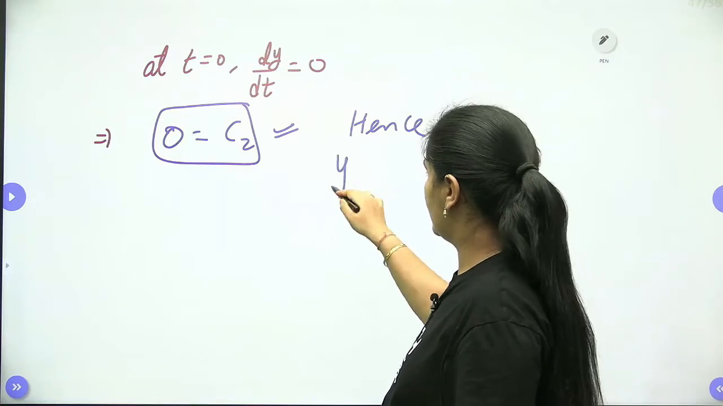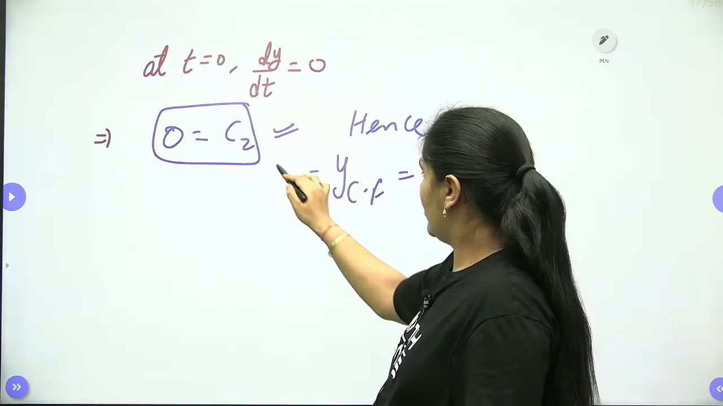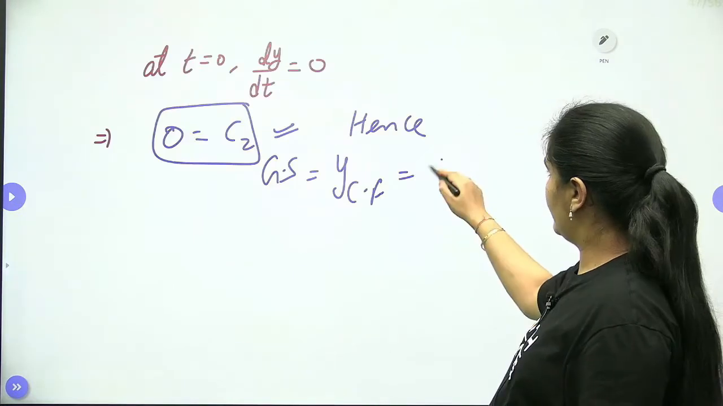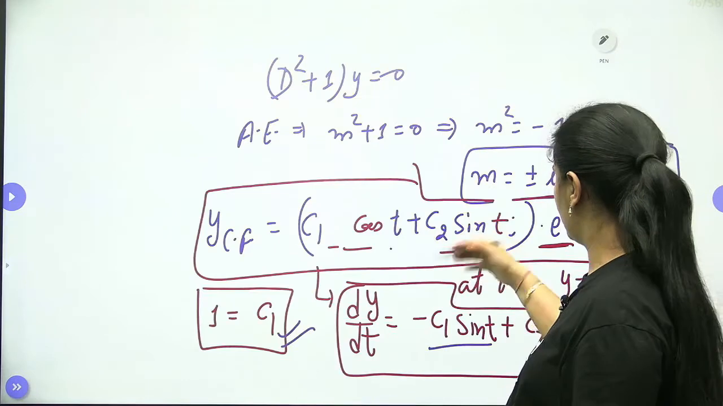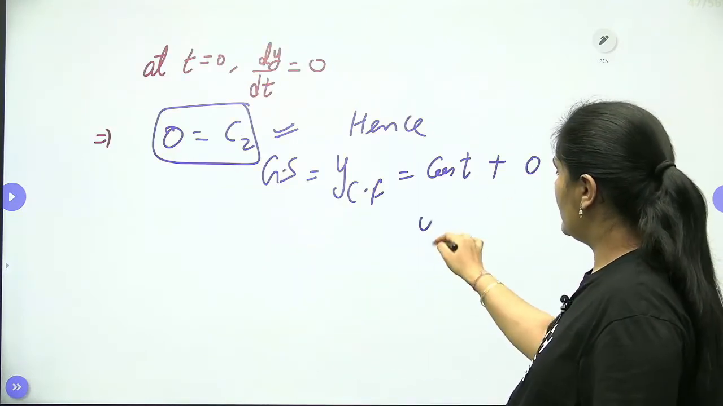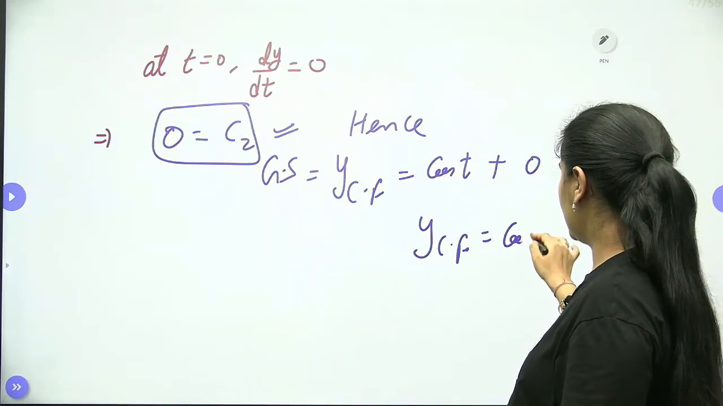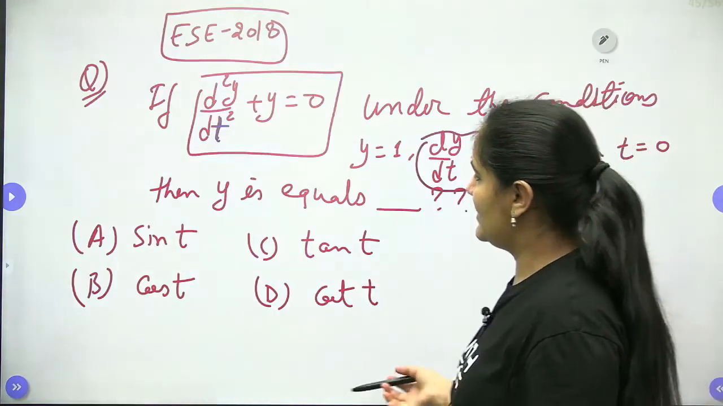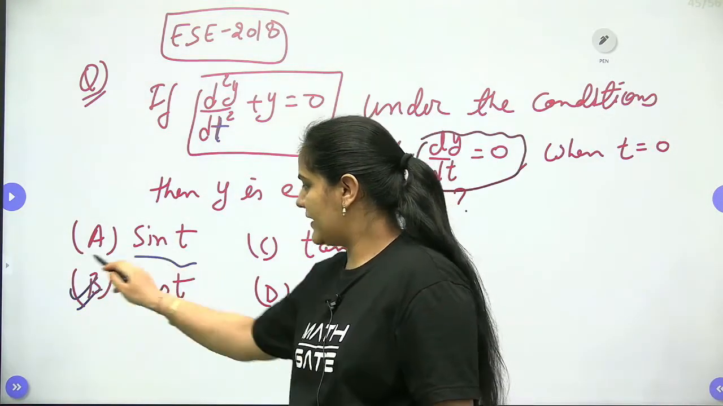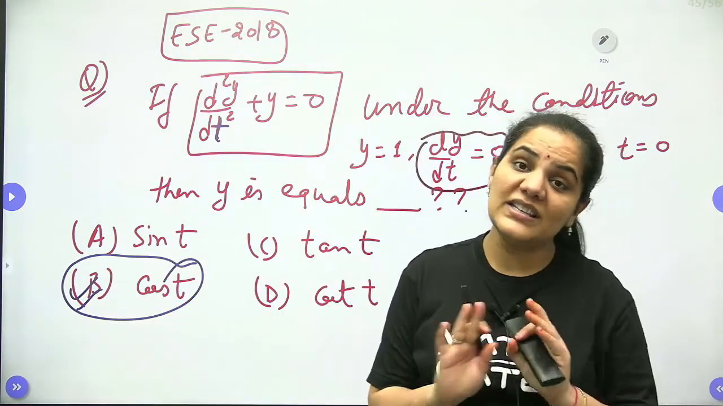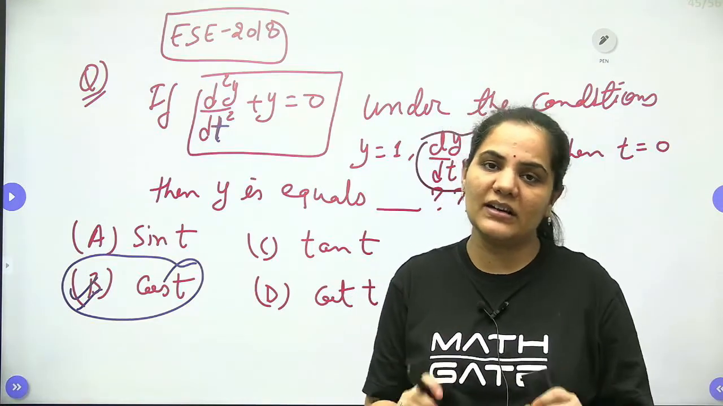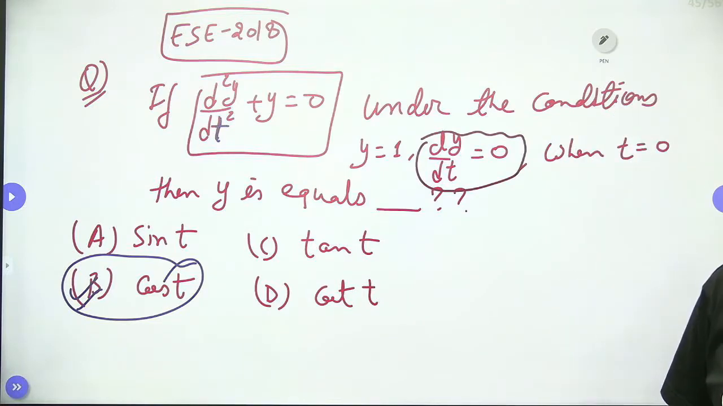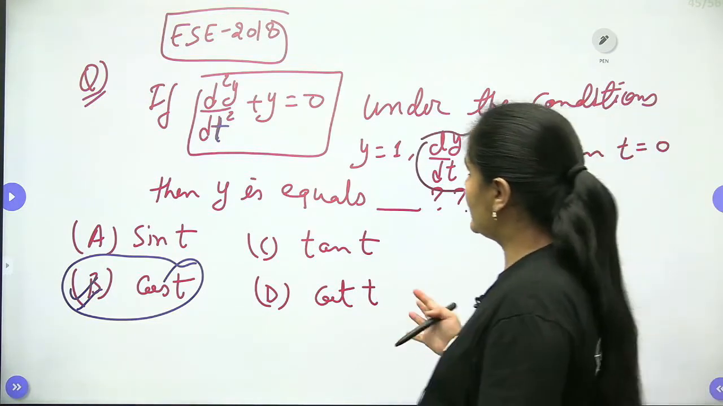Hence my final solution, the general solution, will be C1 cos t plus C2 sin t, with C2 equal to 0. Hence the complete second term becomes 0. So your final answer will be, my dear students, cos t only. You can see how a very good question can be framed in the engineering service exam. We can easily approach these types of questions without any hurdle or difficulty. Okay guys? Now I think it's clear to you.